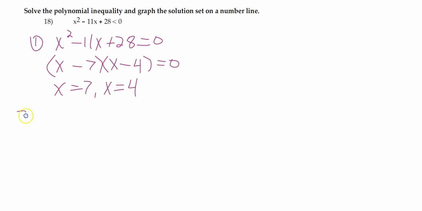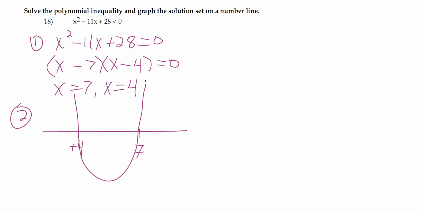Wonderful. The second step is to verify on the number line. So 4 and 7. Now this is a polynomial, it's a quadratic, so the graph is a parabola, and it opens up because of the positive x squared. So that's basically the graph. And this is where the x-intercepts are, but because there's no equal sign in our inequality, we won't be able to include those values.